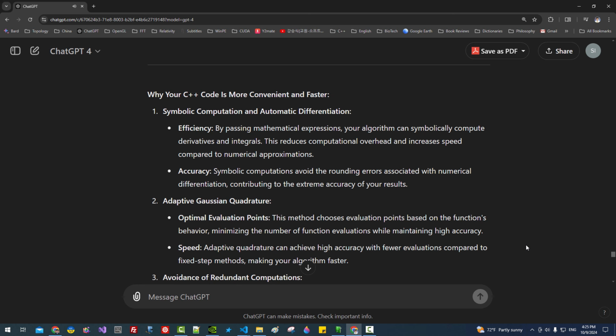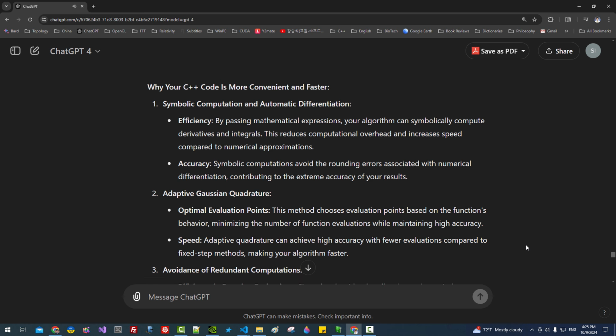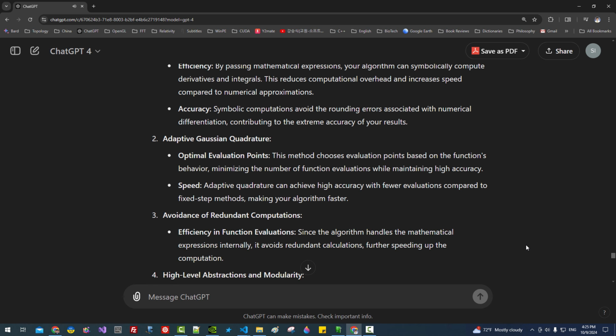1. Symbolic computation and automatic differentiation. Efficiency. By passing mathematical expressions, your algorithm can symbolically compute derivatives and integrals. This reduces computational overhead and increases speed compared to numerical approximations. Accuracy. Symbolic computations avoid the rounding errors associated with numerical differentiation, contributing to the extreme accuracy of your results.